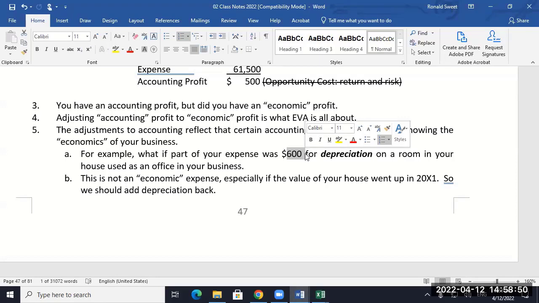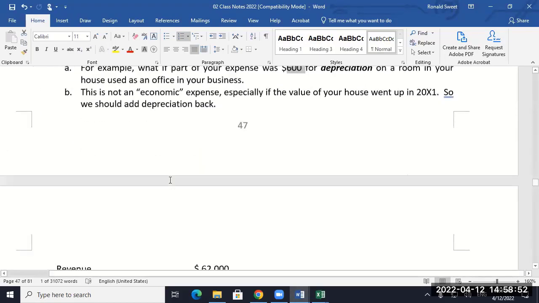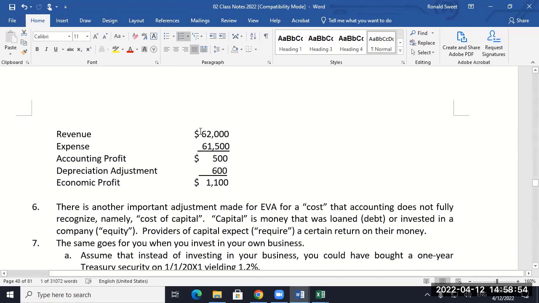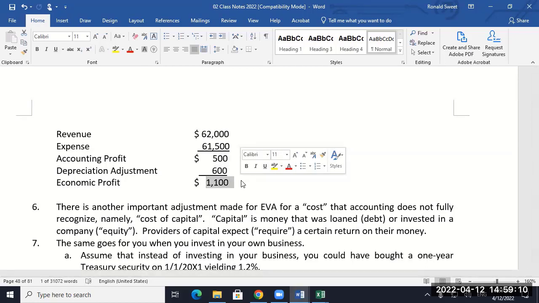All right, that's fine. We'll add that back. So we had $62,000 in revenue, $61,500 in expenses. Our accounting profit was $500, but we're going to add back the depreciation expense. That means our economic profit was $1,100. That is the only adjustment you're going to make in this class.